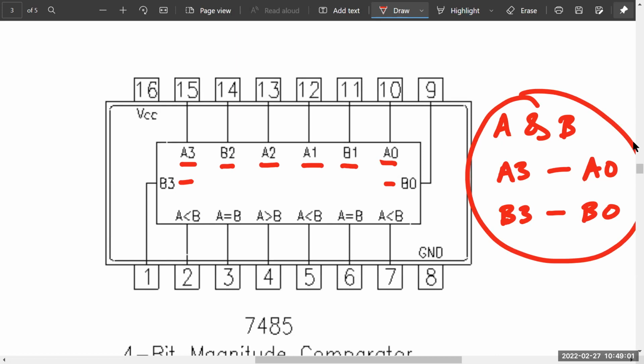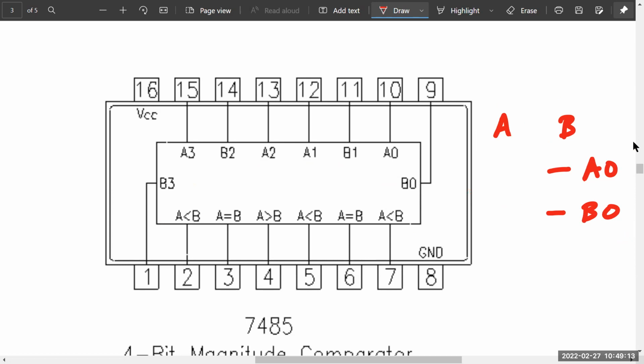Then we have 6 outputs right here. Depending on what the circuit designer wants to do, they can use any one of these outputs. What we are going to do is apply digital signals to B3 to B0, and there's a counter connected to A3 to A0. So we have two numbers, and we are going to look at pin number 7, the output A less than B.